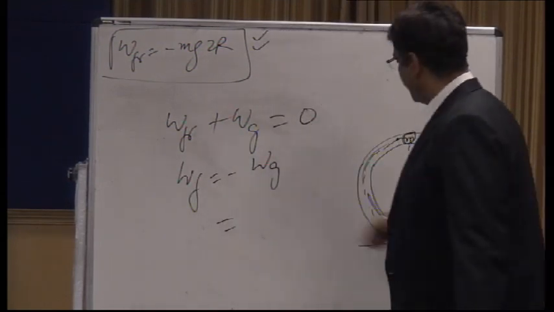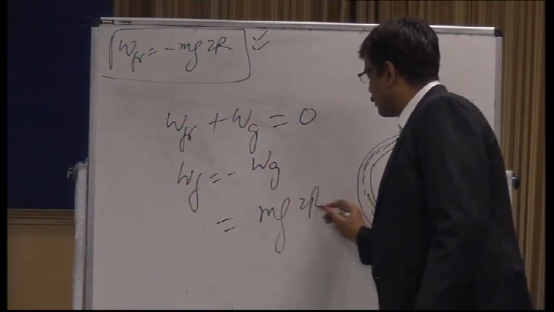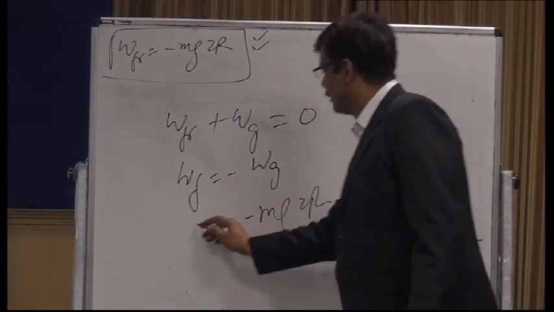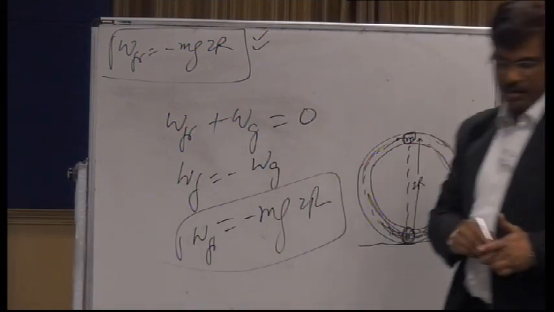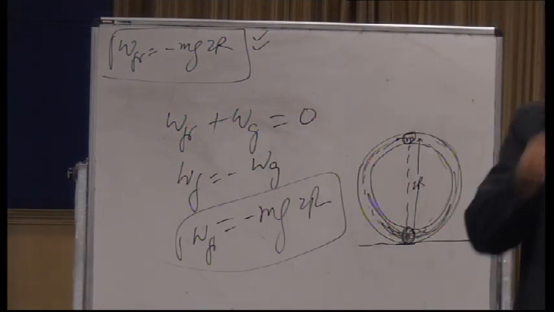Gravity does how much work? How much work? mg into 2r. So minus mg into 2r, that is the answer. Okay? Is it okay?